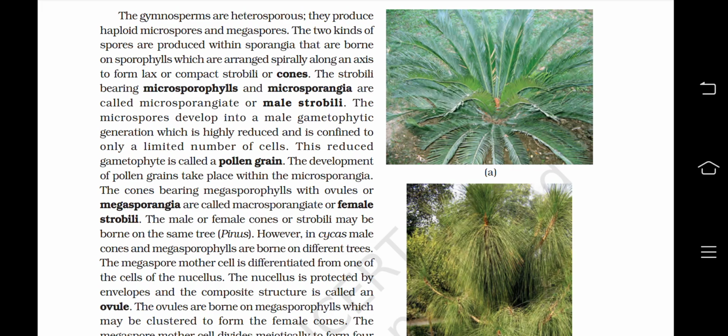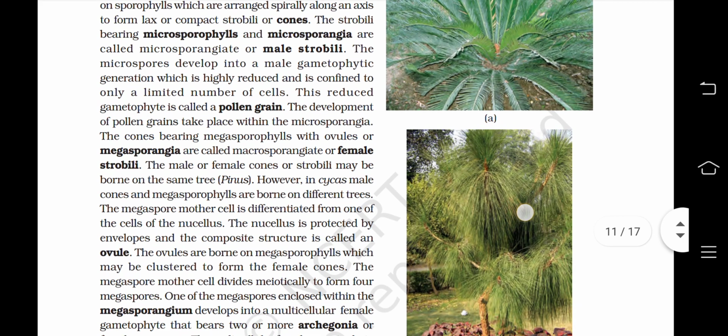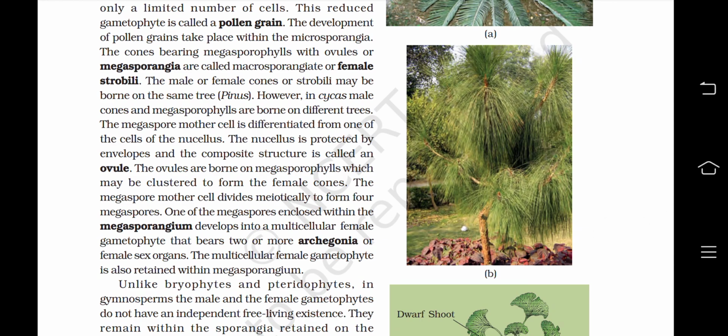The cones bearing megasporophylls with ovules or megasporangia are called megasporangiate or female strobili. The male or female cones or strobili may be borne on the same tree, Pinus. However, in cycas, male cones and megasporophylls are borne on different trees. The megaspore mother cell is differentiated from one of the cells of the nucellus. The nucellus is protected by envelopes and the composite structure is called an ovule. The ovules are borne on megasporophylls which may be clustered to form the female cones.